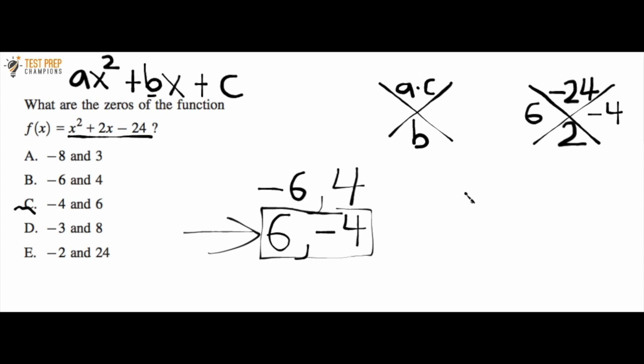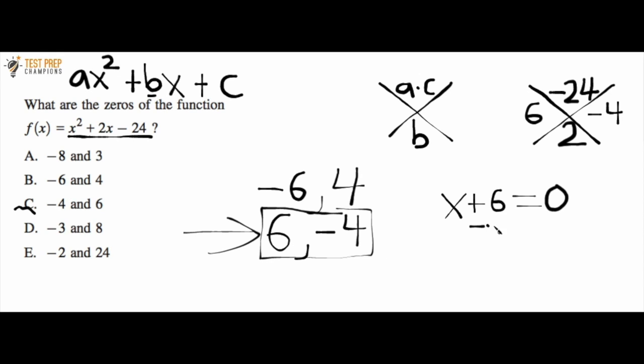We have to do x plus 6 equals 0, and we have to solve this for x, because what we're trying to do, like it says up here, is find the zeros of the function. So once you figure out the two numbers, 6 and negative 4, you have to do x plus 6 equals 0, and you have to figure out what x is.